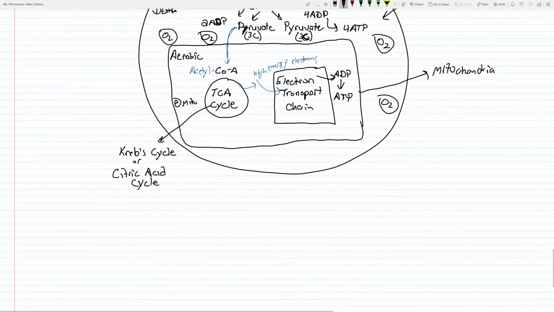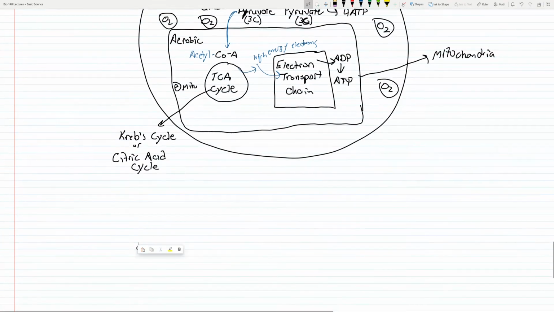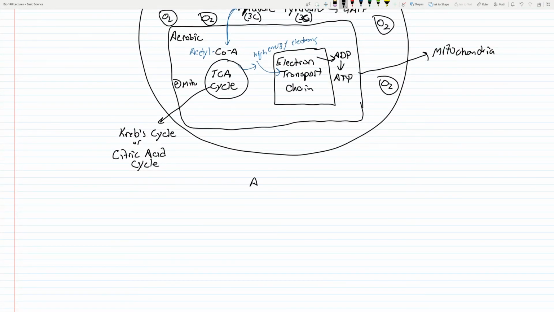Because if you remember this equation, if you cleave ATP, it makes ADP plus inorganic phosphate plus energy. This can go backwards. If I have energy, ADP and inorganic phosphate, I can move it the other way. And that's what the electron transport chain does. It puts the energy back into it and reforms that bond to make ATP.